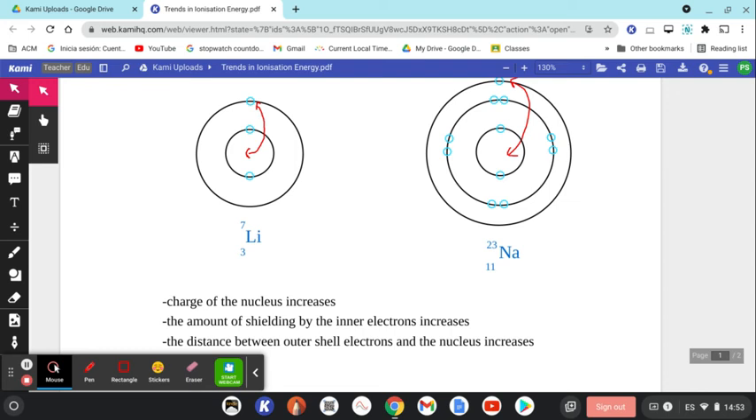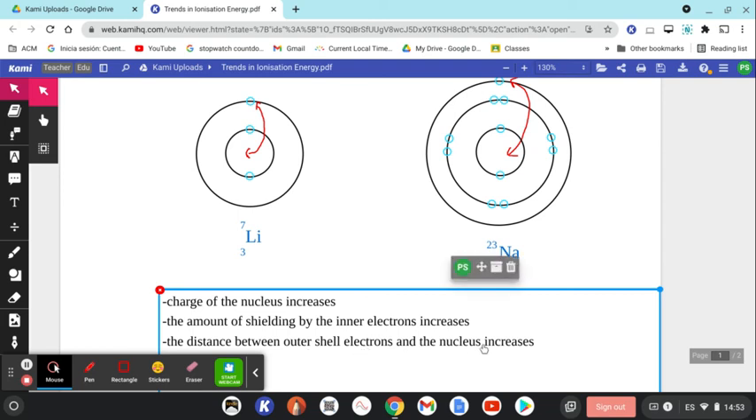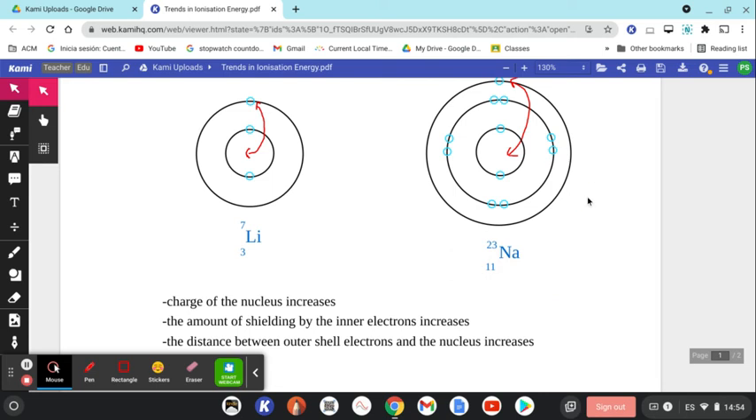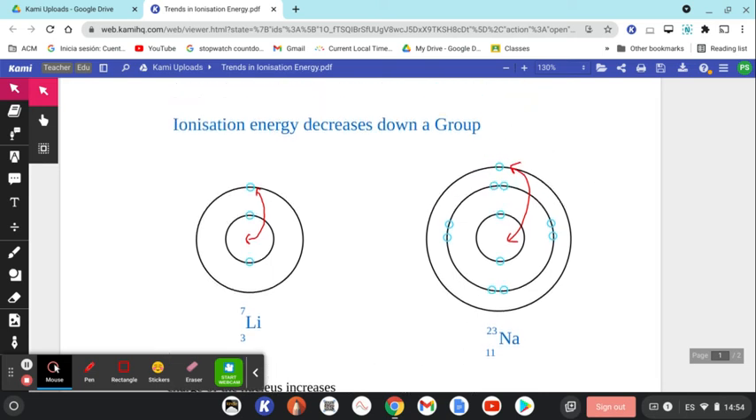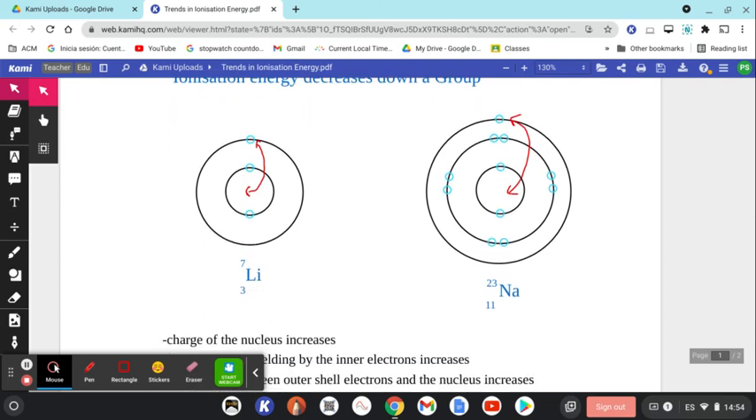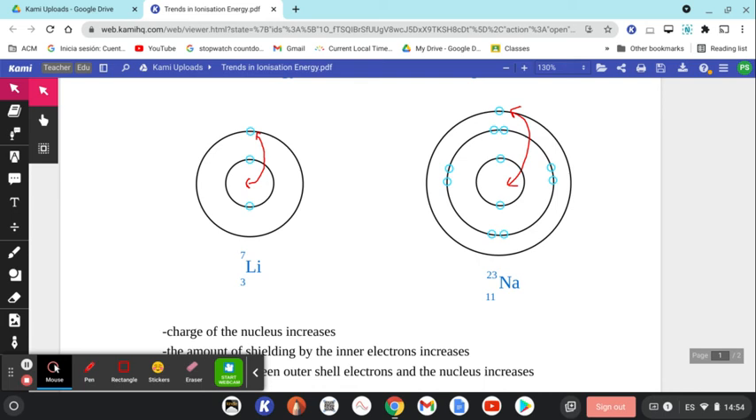Okay. Now, of course, as we've talked about in the previous video, the distance between the outer shell electron and the nucleus increases, and therefore the electrostatic attraction between the nucleus and the outer shell electron decreases. So that explains why going down the group, the ionization energy actually decreases. So it's easier to remove an outer shell electron.